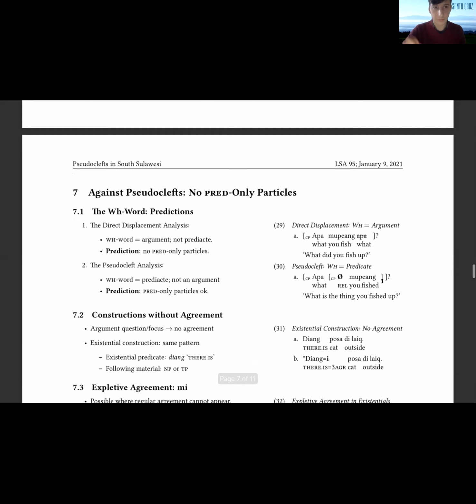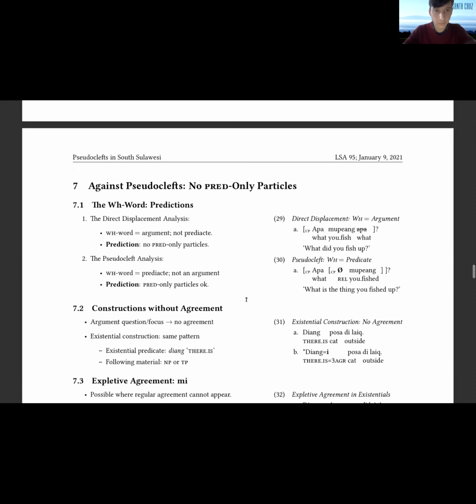Okay. Here's one more argument, basically, that this is direct displacement and not any kind of pseudocleft. Lastly, a pseudocleft analysis predicts that the initial WH word in this sort of construction is a predicate. It should behave like a predicate. And it does in many Austronesian languages. But in Mondar, it actually does not. We can see this with a pattern of agreement, actually.